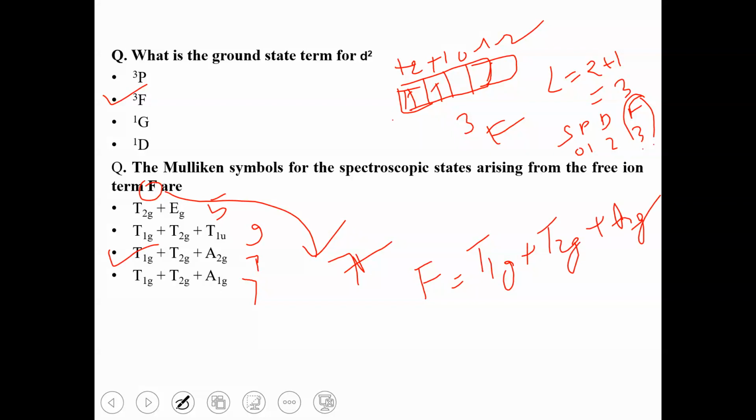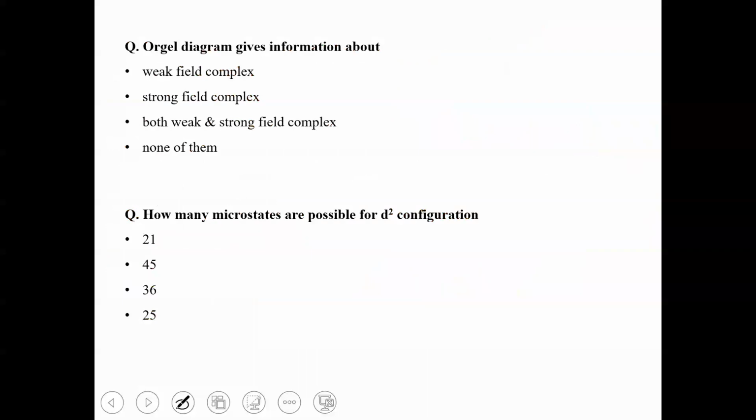You can just refer to the diagrams also. Orbital diagrams give information about weak field, strong field, both weak and strong, or none of them. Because orbital diagrams give information about high spin complexes, the first one, that is weak field complex, will be the right answer.